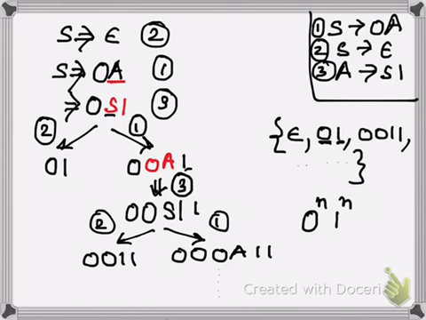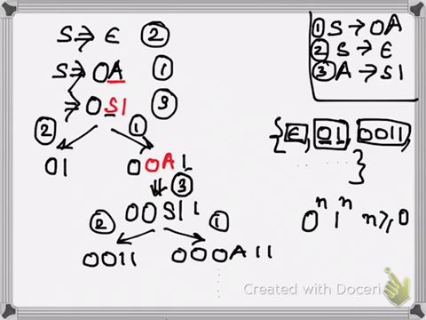Now what about the value of n? What should be the value of n? Here you find that number of 0s is 1, number of 1s is also 1. Here it is 2 zeros, 2 ones. But for this, the number of zeros and ones is 0. So I can say that n is greater or equal to 0.